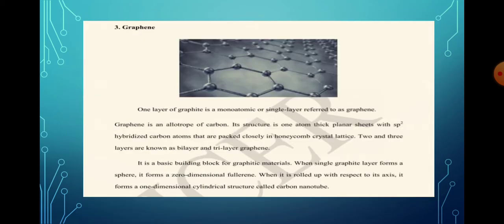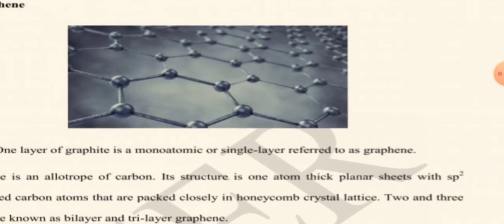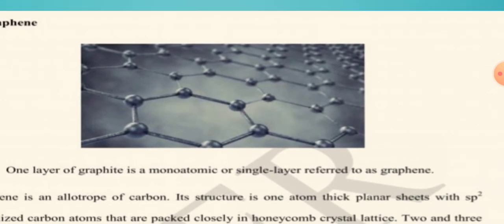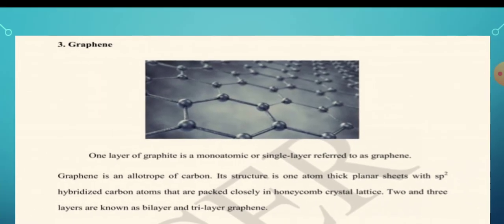Next, the last, third one, is graphene. It is a type of layer, a single layer, referred to as graphite. So you have to see the single layer. It is a single layer like this. This is a benzene-like structure.